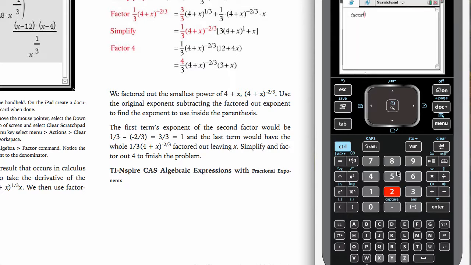We're going to put in the first expression, the first term. So we're going to need a parentheses for 4 plus x. Then we're going to want to raise this to the 1/3 power. So we'll go ahead and hit our caret. We'll go ahead and use the fraction template and raise this to the 1/3 power.